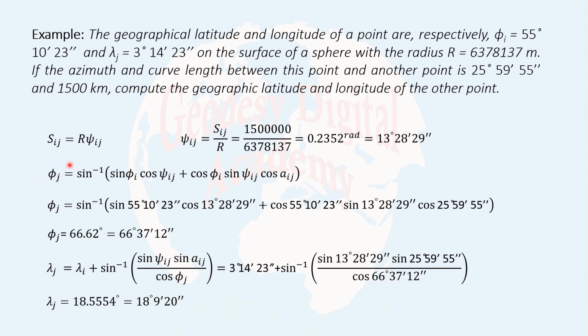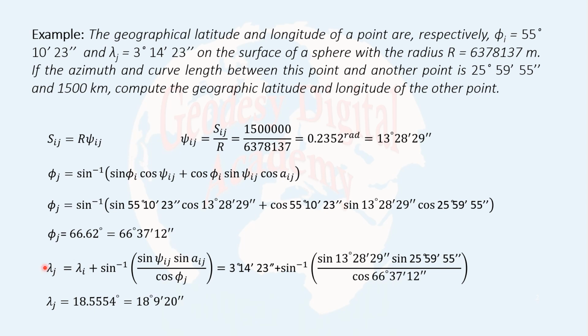Phi j, or the latitude for the point J, is this one. We have already shown how to derive this formula. I just insert the values. Phi I have, psi I have now here, and the azimuth is the angle between the arcs, or the angle in front of the arc containing phi I. So if I solve it, I will get this value for phi, or latitude.